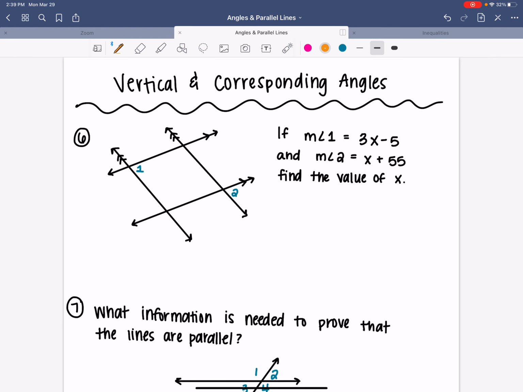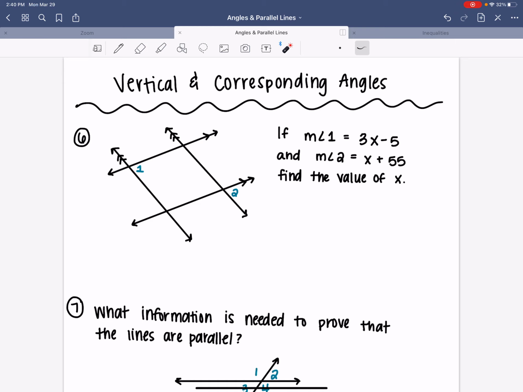All right, number 6. If the measure of angle 1 is 3x minus 5, and the measure of angle 2 is x plus 55, what is the value of x? Okay, so notice we've got two sets of parallel lines. So these two are parallel cut by these two, which are also parallel. So what we have here is essentially 4 of the exact same intersection, just in 4 different locations. So this is the same as this intersection, same as this one, same as this one.